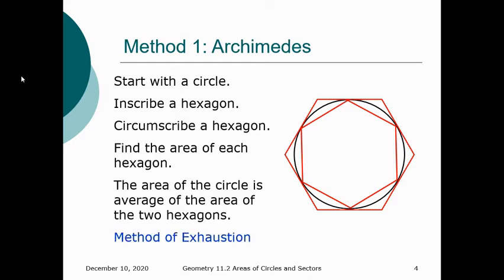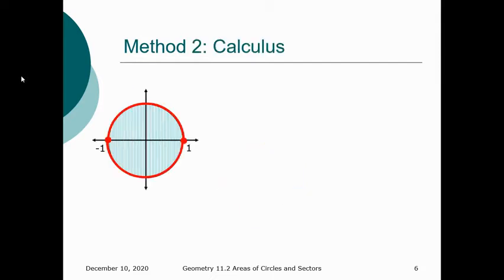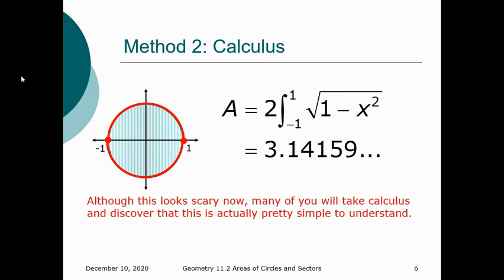Method of exhaustion. So the more sides on the polygon, the more accurate the area will be. And they did this for a while, the ancients did. Then in the 1700s, not only did Newton, but so did Leibniz. They both came up with calculus, and thus, by using calculus, you can find the area of the circle. However, although this looks scary now, many of you will take calculus and discover it's actually pretty simple to understand.